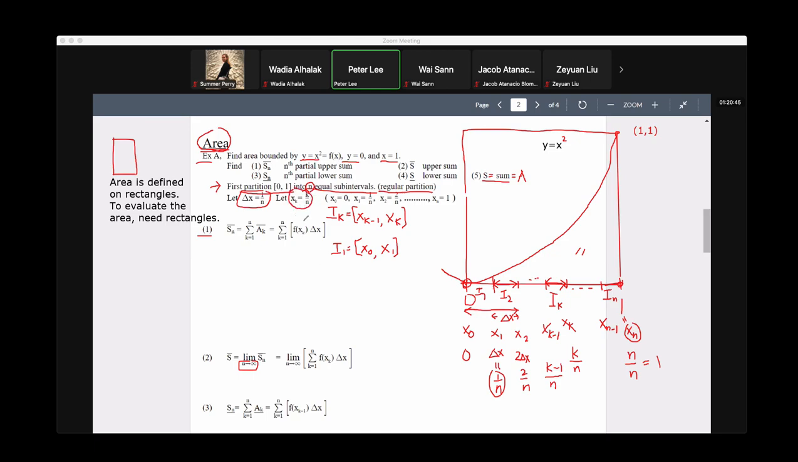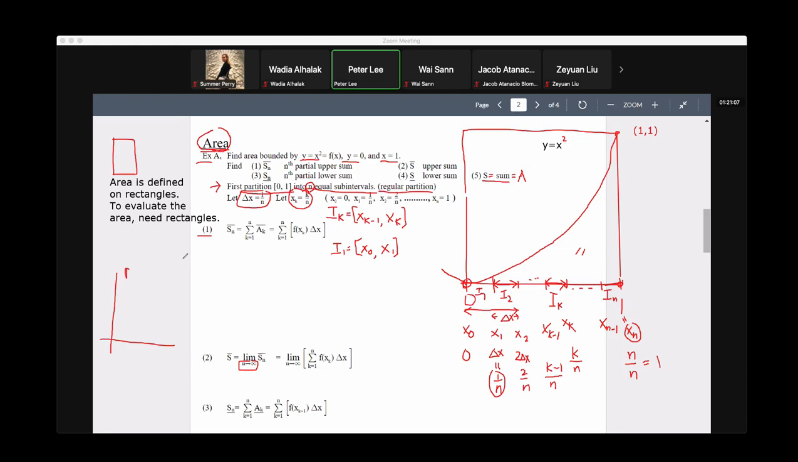So now, if you look at this, the formula is x of k is equal to k over n. So x of 0 is 0. x of 1 is 1 over n. x of 2 is 2 over n. x of 3 is 3 over n. And then x of 4 is 4 over n, and so on. So let's look at an easier case here. How about the case where n equals 3? Let's look at that case.